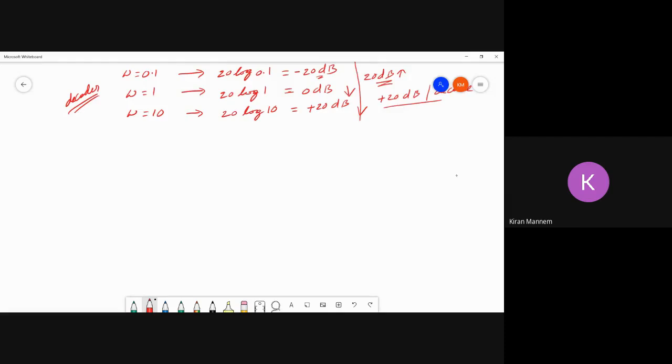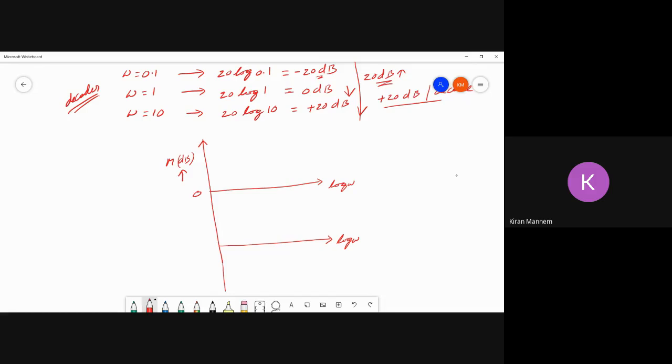Let us draw the graph. Assume we should draw both the magnitude plot and the phase plot in the same graph. So that's why I should take 2 axes: log omega, and magnitude in dB. This is the 0 dB line. Assume this is a 0 dB line.